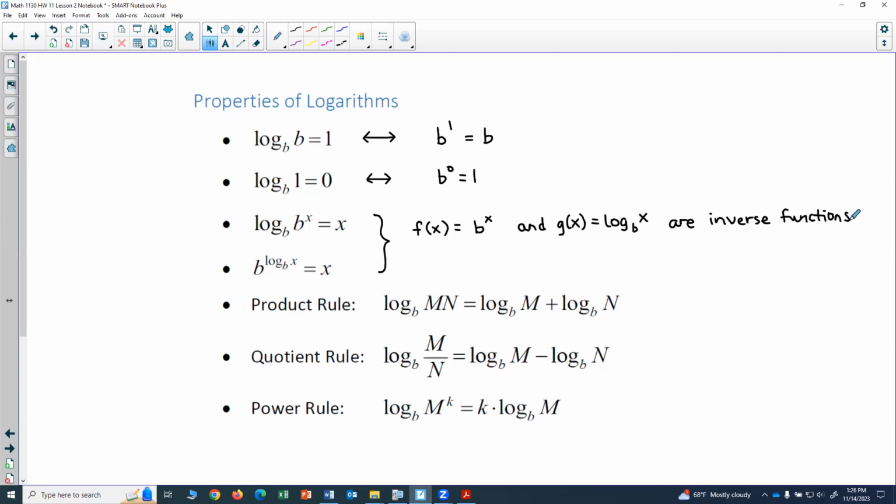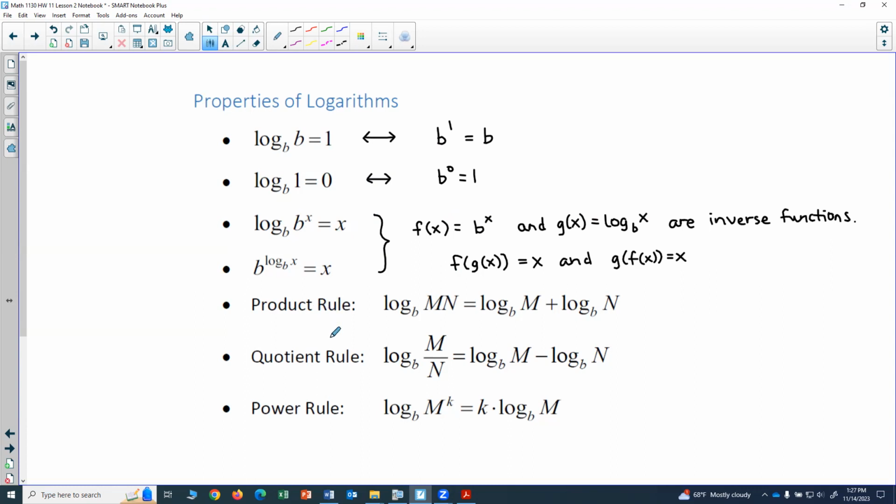And we know from studying inverses that this would mean that f of g of x equals x and g of f of x equals x. So f of g of x, I'm taking the log base b of x and putting it into the function b to the x power as the exponent. So that would give us our b to the log base b of x. That would equal x. And then g of f of x would be taking b to the x and plugging it into the log function as the argument. And that would give us log base b of b to the x. And since the exponential and logarithmic functions are inverses, their composition would be x.